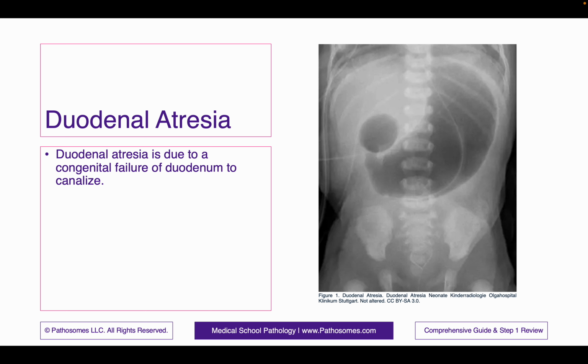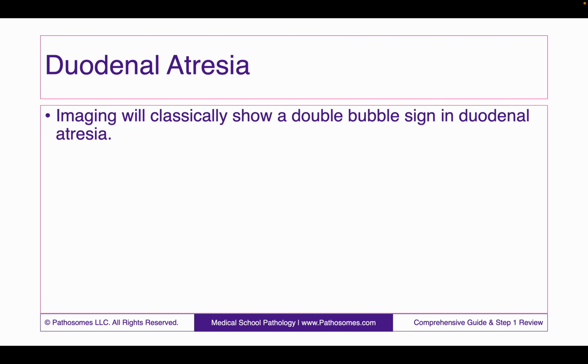Let's start with duodenal atresia. Now, duodenal atresia is due to a congenital failure of the duodenum to canalize, okay? And it's associated with this imaging here, classically described as a double bubble sign, right? You see that? Imaging of duodenal atresia, again, will classically show a double bubble sign.